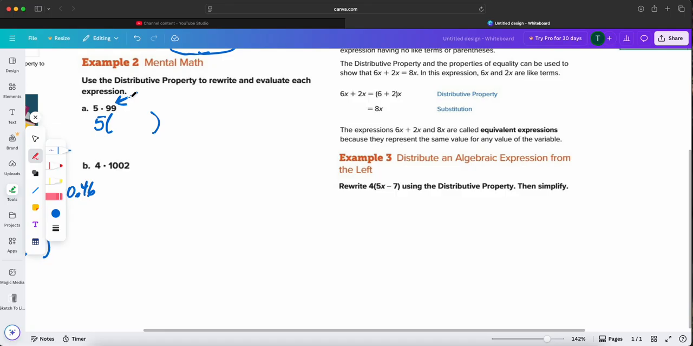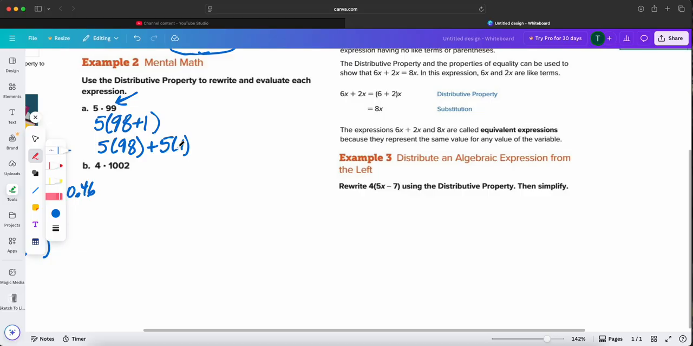So I need to figure out a way to rewrite 99 using addition or subtraction. There are a few different ways you could do this. The one I went with, which I think is the easiest, is I could take 98 plus 1, and that would still get me that 99. Now it does say evaluate, so we did step 1, which is write it. Now I would take 5 times 98 plus 5 times 1.